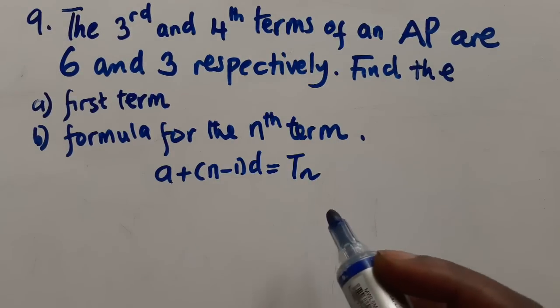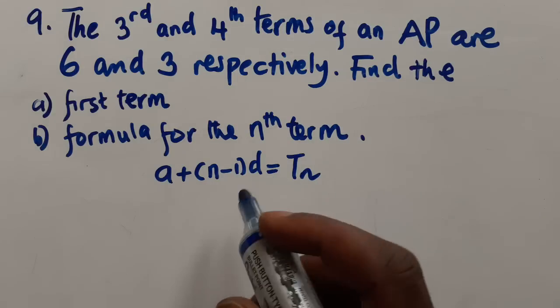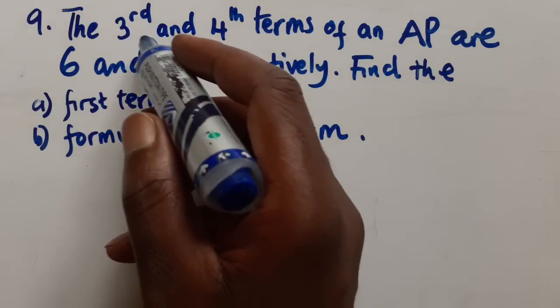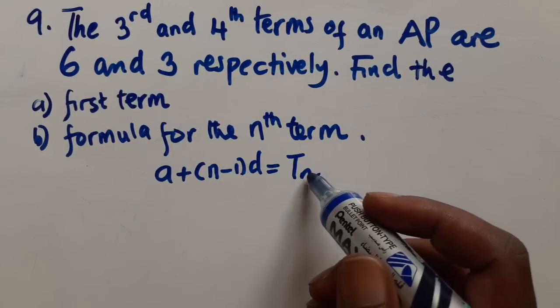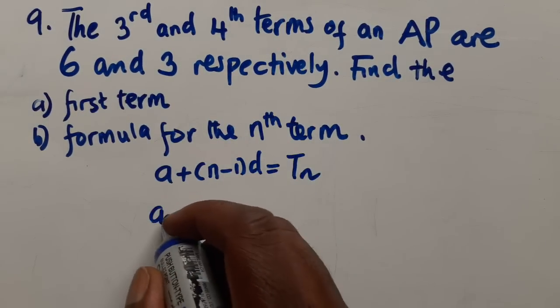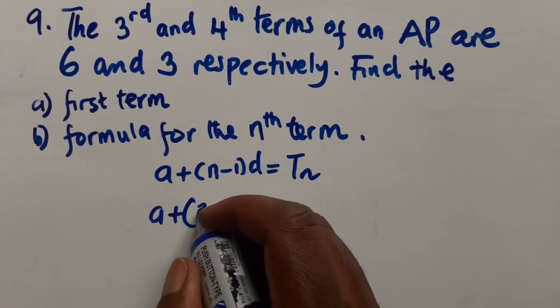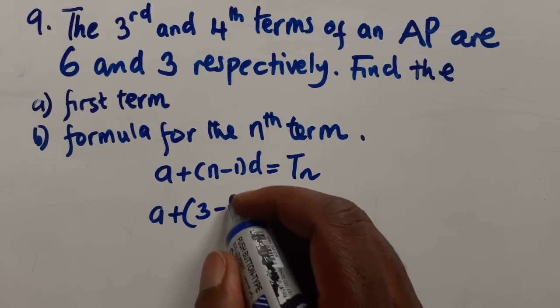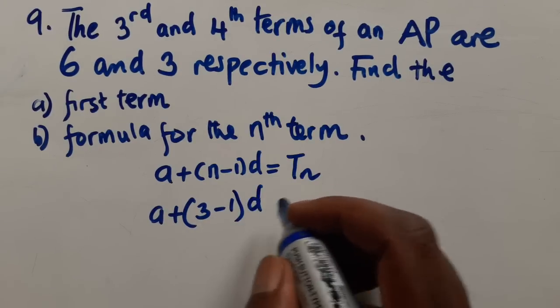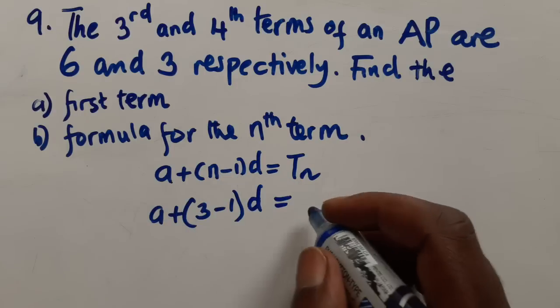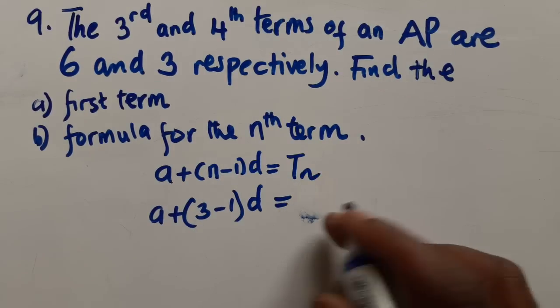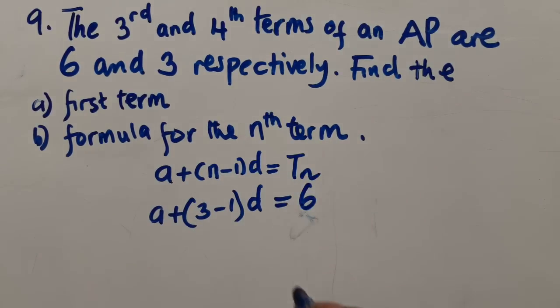So in this case, what is it that we know? We know that the third term, which is A plus, if we put 3 here, the third term is 6. Okay?